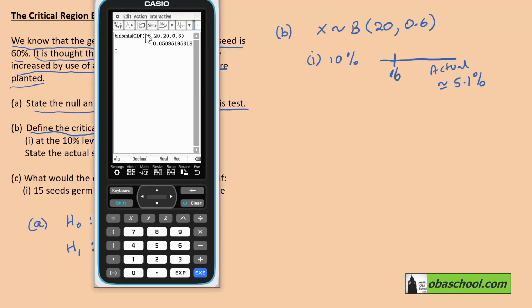Let's see what happens if I go up to 17, and that's now less than 5%. So for my 5% test, the critical region is going to start at 17, so 17 and upwards, and the actual significance I can read from the calculator is at about 1.6%.